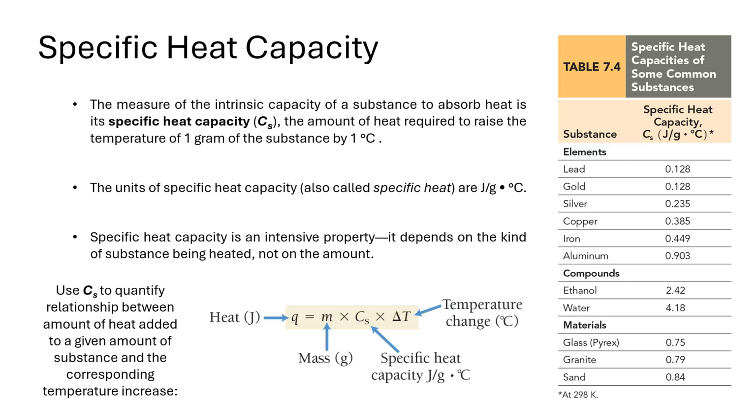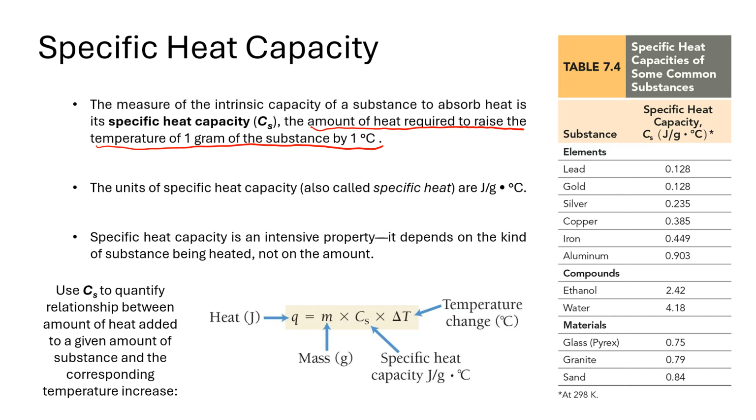But what if you just want to talk about the heat capacity of something specific, like just the water, or just the metal that the pan is made of? Every substance that exists has its own specific heat capacity. And basically all that means is the amount of heat that is required to raise the temperature of 1 gram of a substance by 1 degree Celsius.